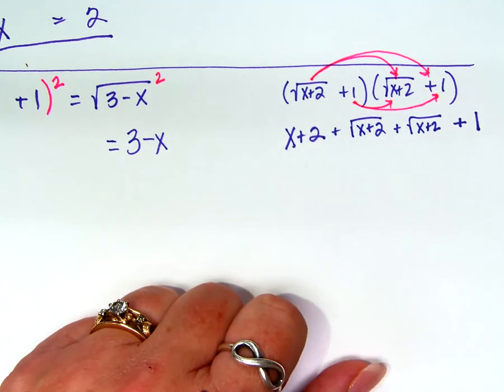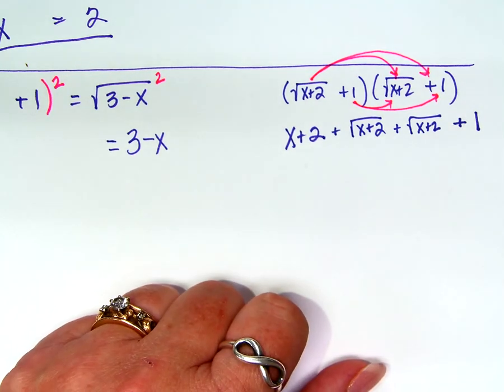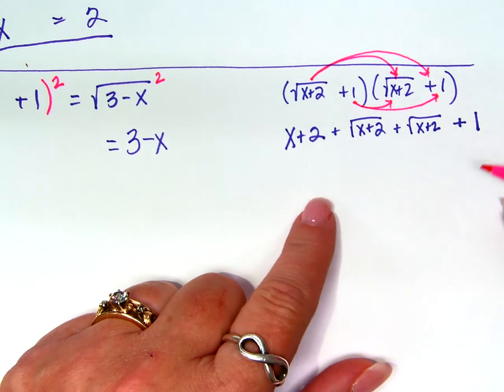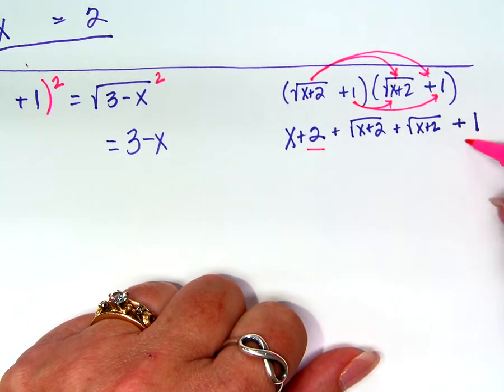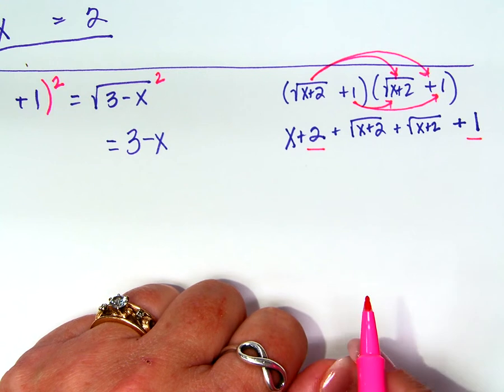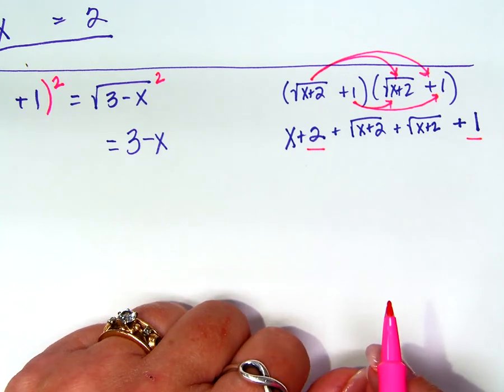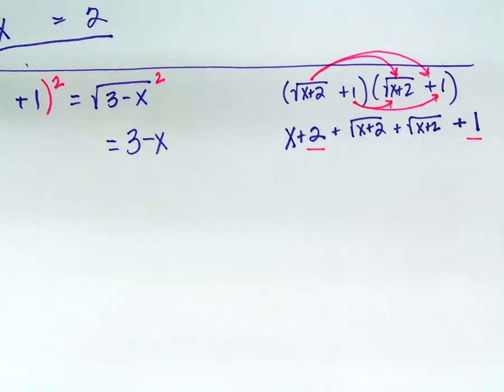What do I do now? Combine my like terms. What are the two most obvious like terms? 2 and 1. Does anybody know what 2 plus 1 is? It is 3, and again, that took entirely too long.